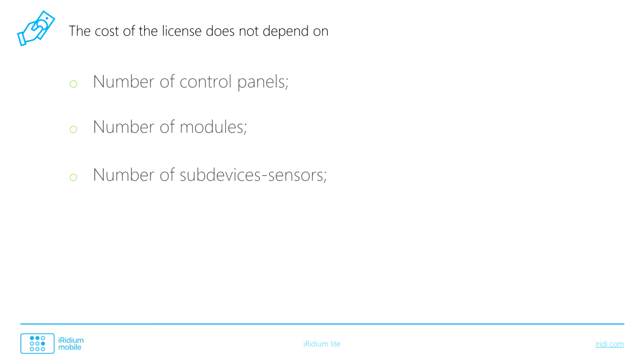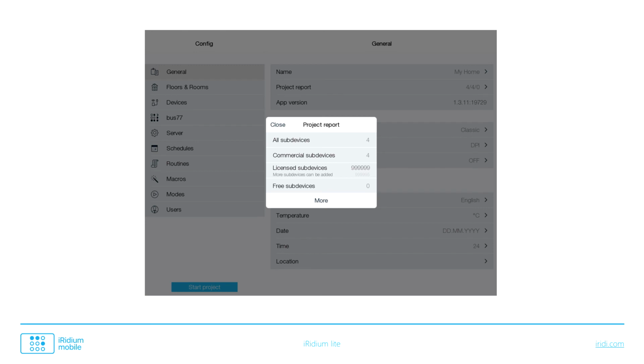The price of a license does not depend on the number of sensor subdevices. They are such subdevices as motion sensors, temperature sensors, subdevices that are not controlled. You can see the number of commercial and free subdevices in the General tab in Project Report.